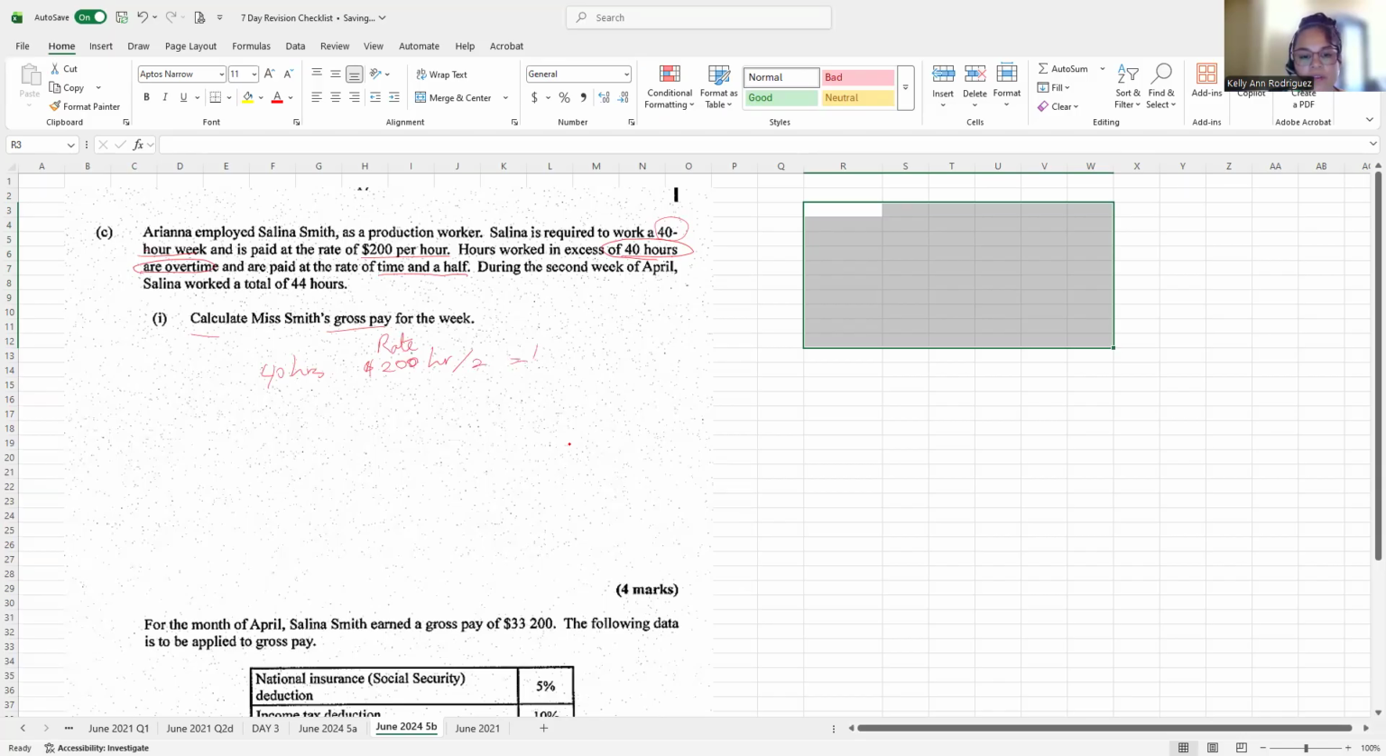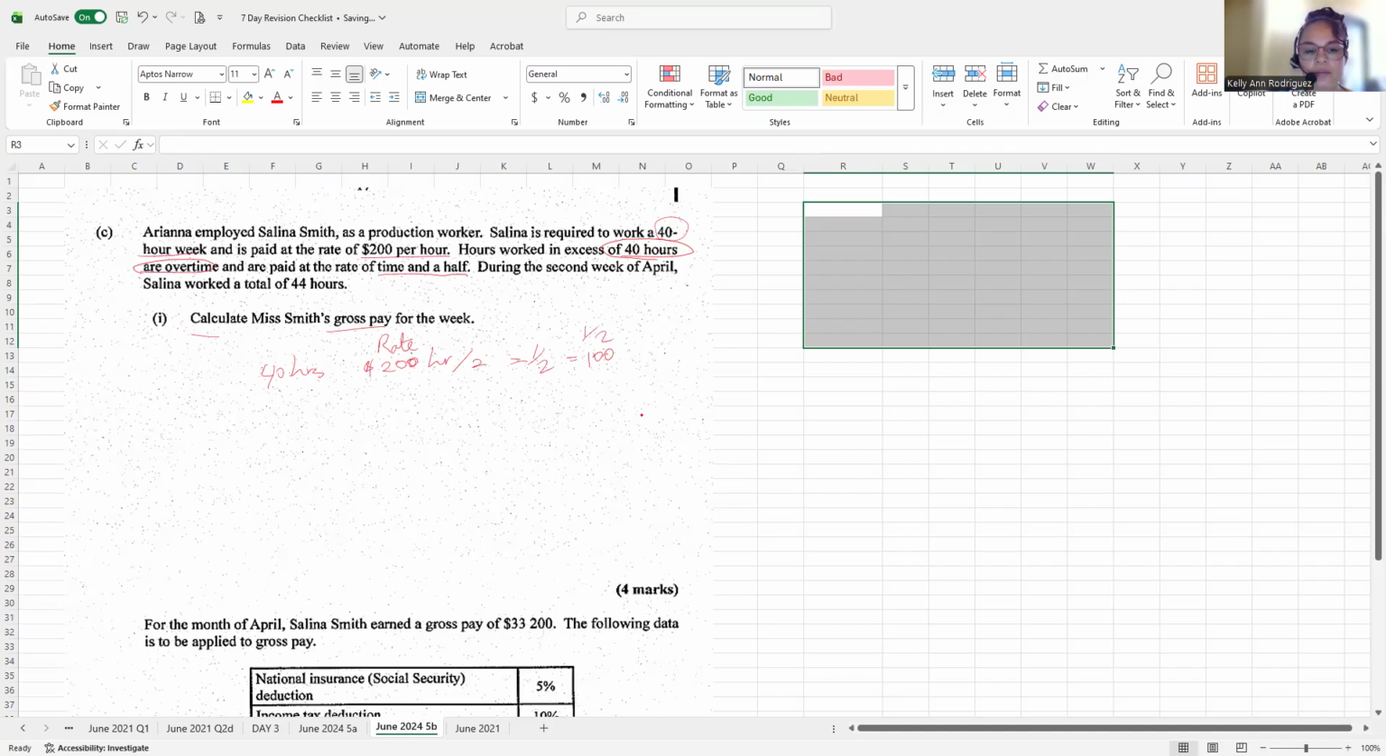So half, or you multiply by half, which will give you 100. This is for those who don't know time and a half, right? Time and a half, 1.5. One is for time, and half of the time is 0.5, right? For those of you who don't get that. And so therefore, this will be half.